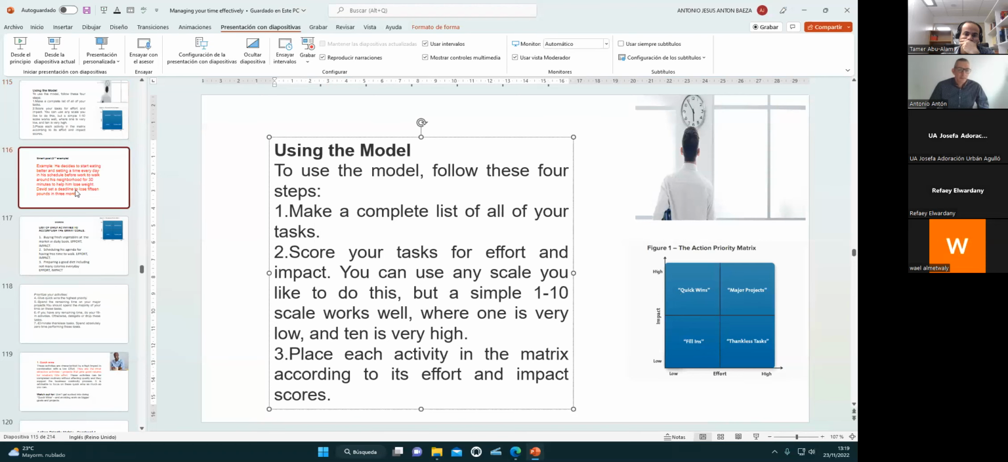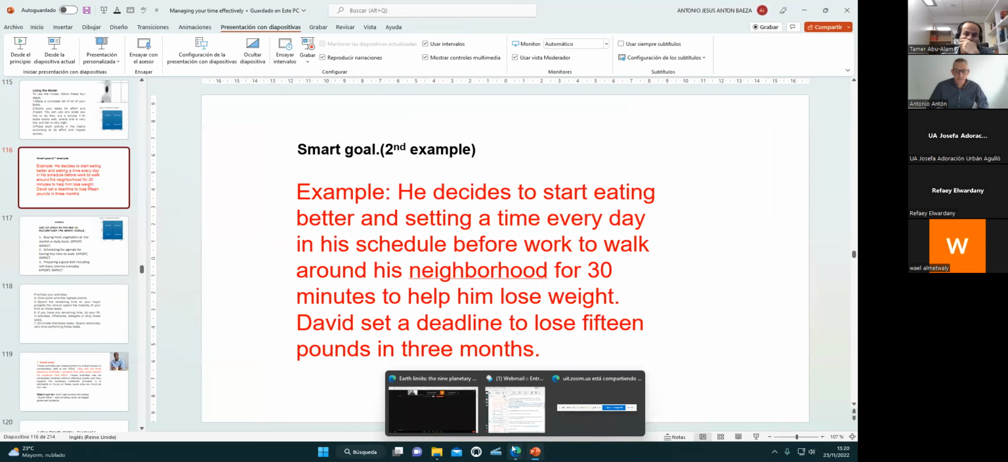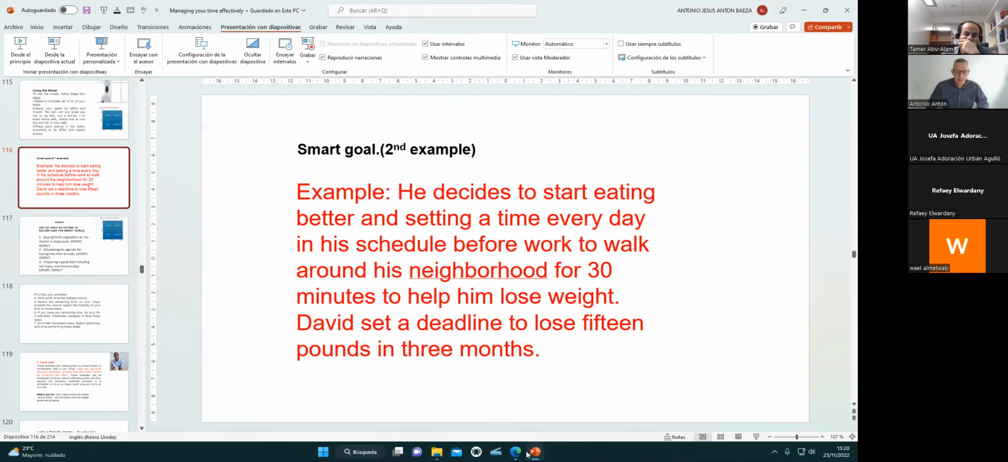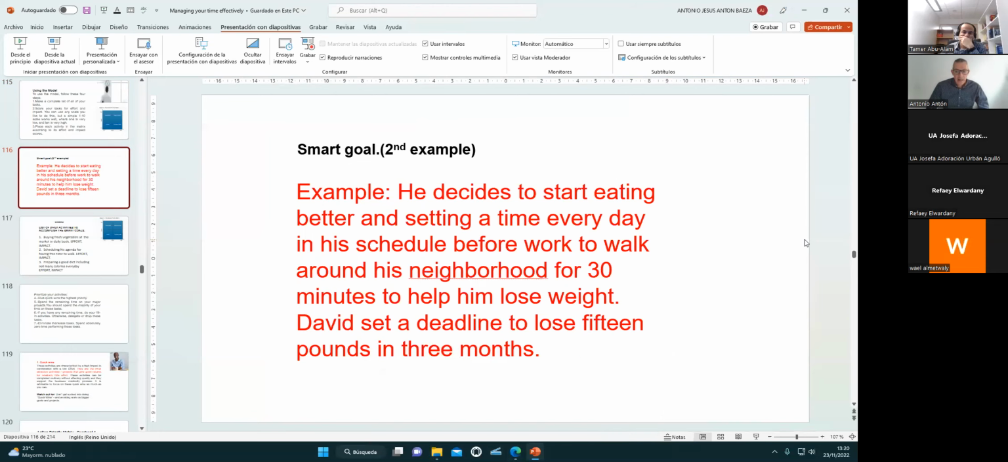So this is the example, a SMART goal example. Do you remember this, Daniel? I think so. He decided to start eating better. Decided to walk. Decided to stick to a diet and to lose 5 pounds in 3 months, or whatever it is.